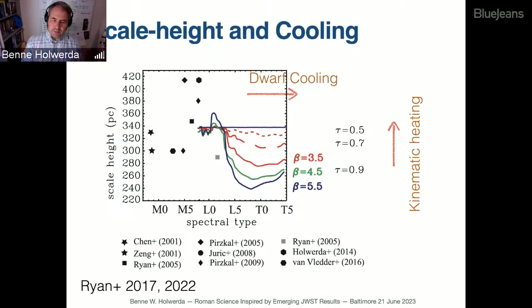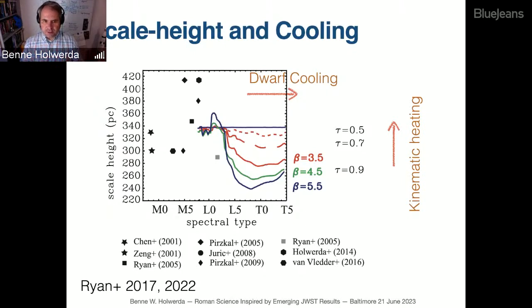Well, Ross Ryan proposed a while ago that as these small stars, or not quite stars, stop their fusion, they start cooling. They basically become a later spectral type, so they cool as they age. And at the same time, this whole population gets kinematically heated. So there should be a relation between spectral type and scale height.